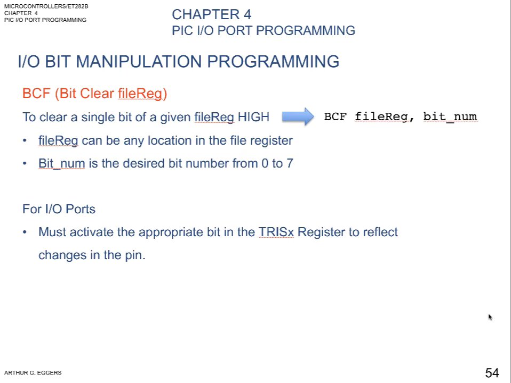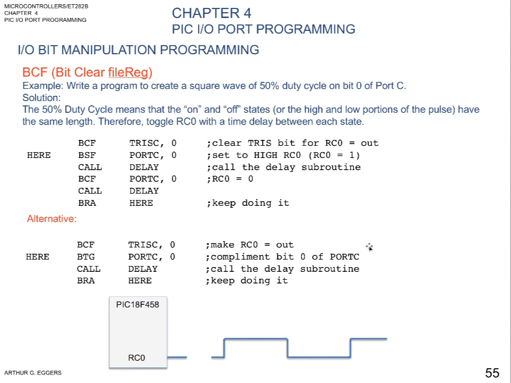Okay, the clear, just the opposite of the set there. Again, the syntax is the same here. Now the abbreviation becomes BCF. It'll do the same thing. Any file register, any file bit number from 0 to 7. Must activate the appropriate bit of the tri-state register to reflect changes on the pin.